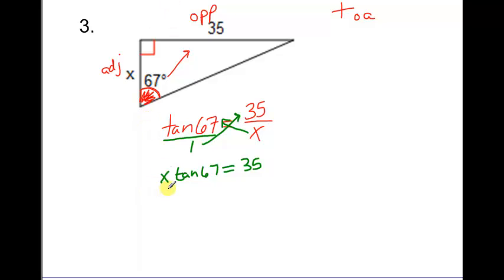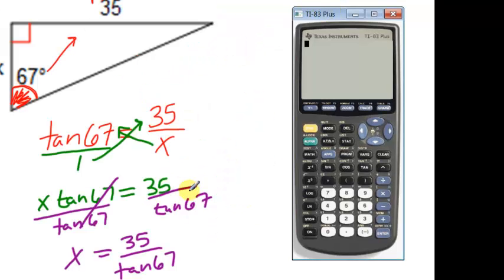All right, x isn't alone. We've got to go and divide off that tangent of 67. Here we go. Divide it on both sides. The tangent of 67 here too. Get them out, and x is alone. 35 divided by the tangent of 67. All right, we've got this. 35 divided by the tangent of 67.